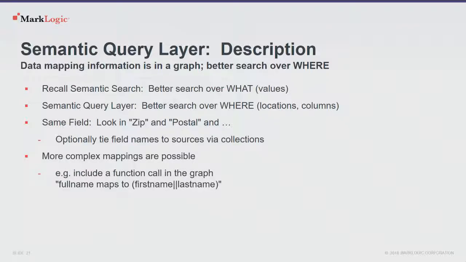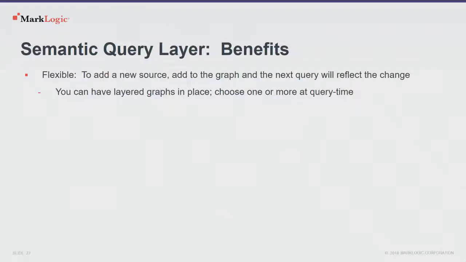And again, the mappings can get much more sophisticated, more complex. We've even seen people include callback functions in their graph. So we can call back from the graph and do some processing to figure out what the variations are. And the benefits of doing this in a graph, again, it's very flexible. When you add a new source, all you do is add to the graph. And the very next query will reflect that change. Again, you can have layered graphs in one place and choose them at query time.